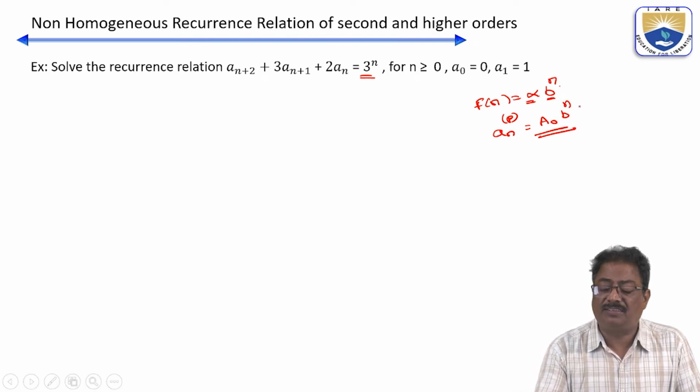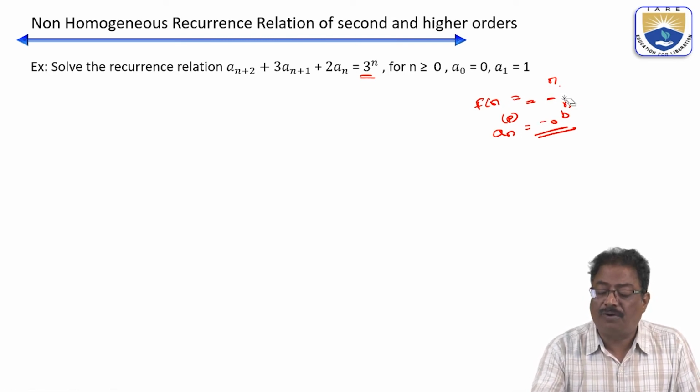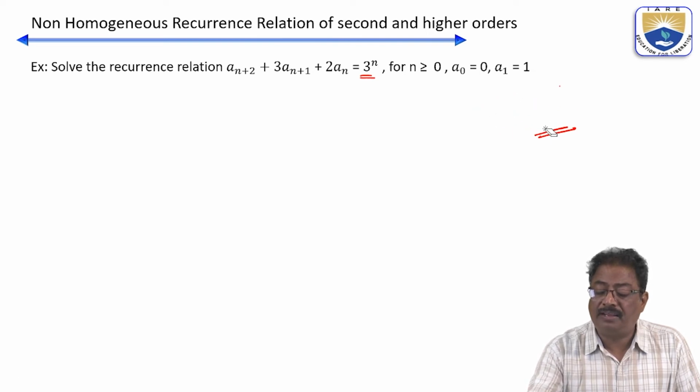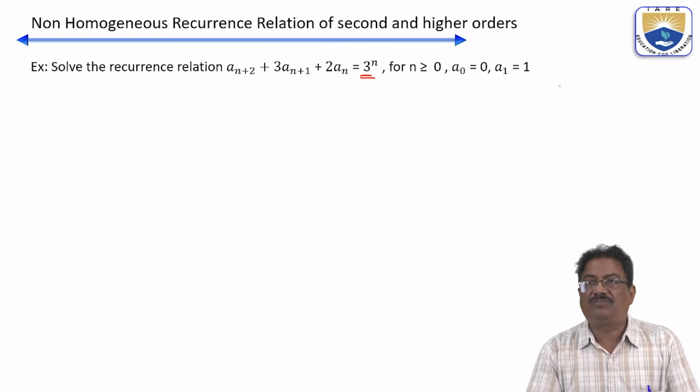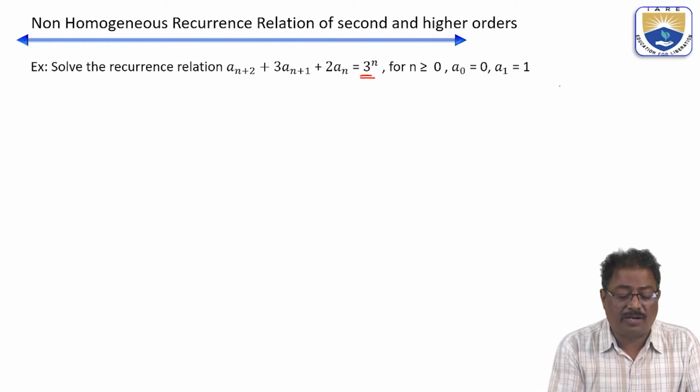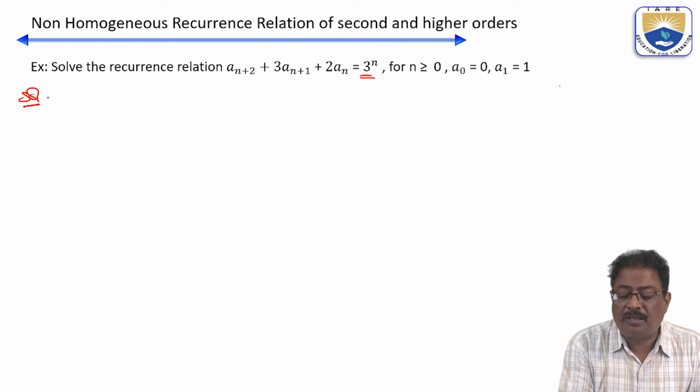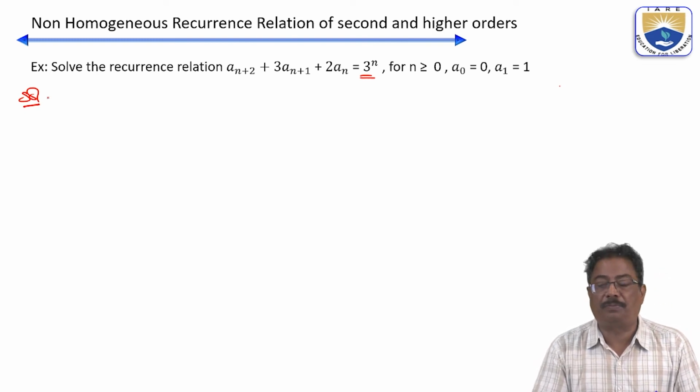We have to consider this. Okay, it comes under the third case. If b3 is the root of the auxiliary equation, then we have to multiply. If it is a simple root, we multiply with n. If it is a repeated root, we multiply with n square. So now let us say repeated root means it is repeated 2 times.